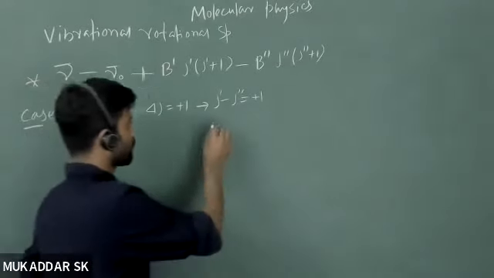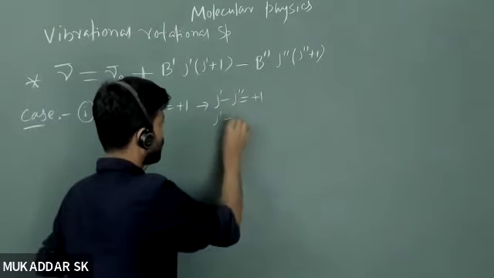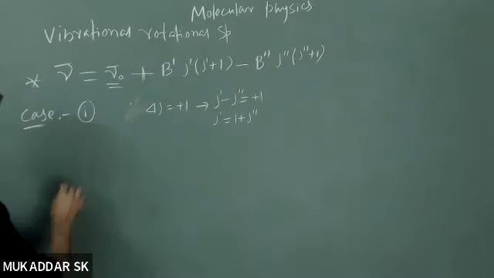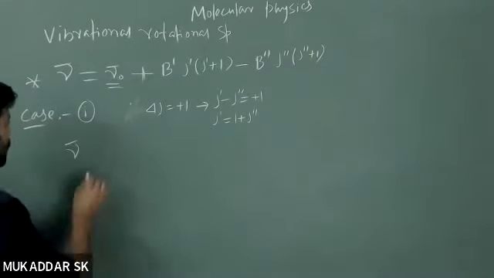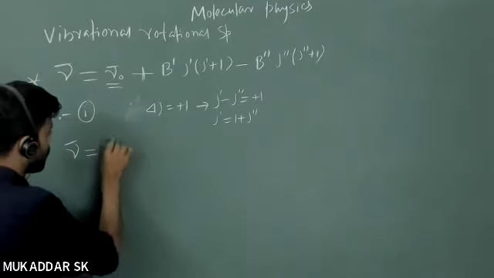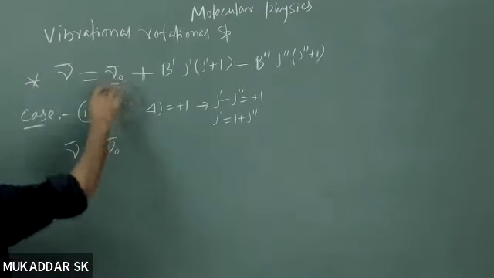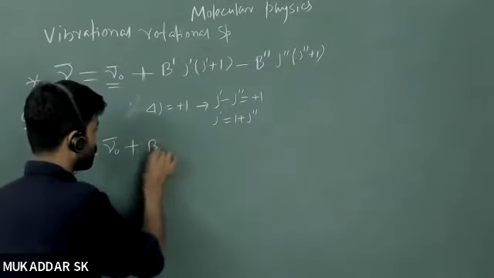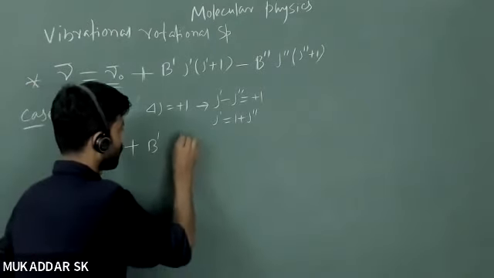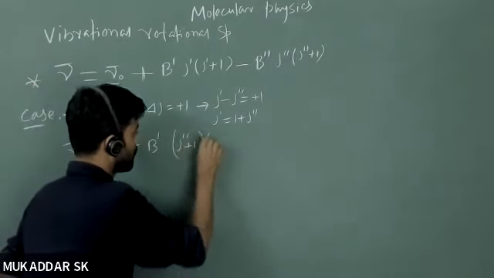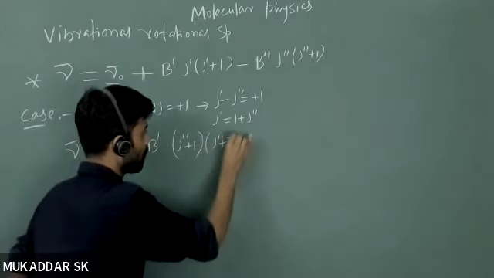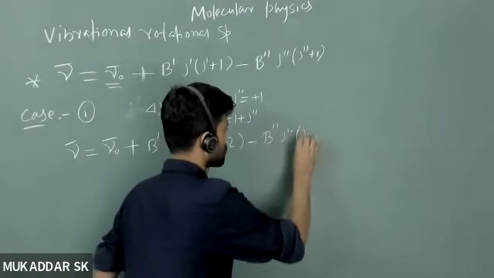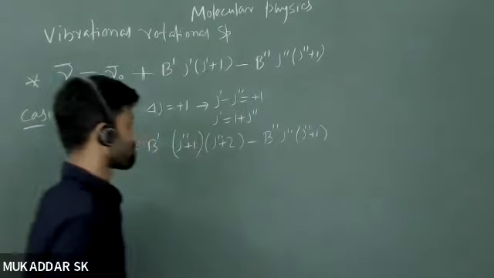So now I'll substitute in place of J dash in this equation, J dash equals 1 plus J double dash. So I'll substitute it here, then you'll get nu dash equals nu 0 bar, and I have discussed this nu 0 bar, right? That is omega e into 1 minus 4x. And these things will come out. So B dash, these things will be J double dash plus 1. And of course, you'll have another term that will be J double dash plus 2. And the last term will be B double dash, J double dash plus 1, times J double dash.